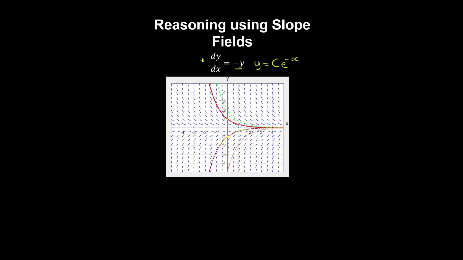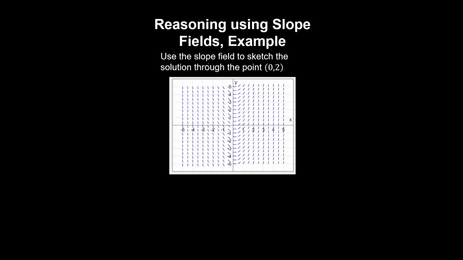So as you can see, we have a family of solutions depending on the constant. And we'll get some practice in sketching these fields and doing some reasoning in the following example. Let's use a slope field to sketch the solution through the point 0, 2. So as we can see, the slope of the tangent to the solution curve is 0 at this point.